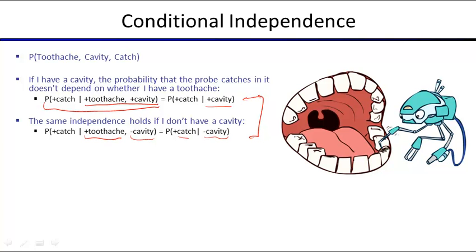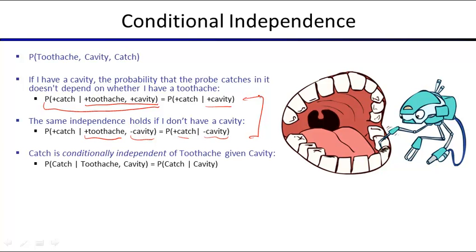These are properties of the distribution over 3 random variables. If you write down a distribution over 3 random variables, you can check that, because you can compute these entries and check whether they satisfy this assumption or not. You can force them to satisfy the assumption potentially. If you're willing to make this assumption, then we'll write this as the conditional distribution for catch given toothache and cavity is equal to the conditional distribution for catch given cavity.